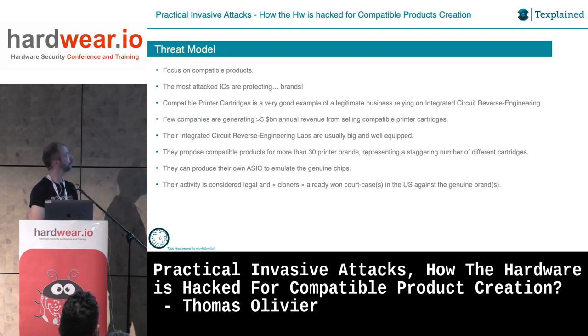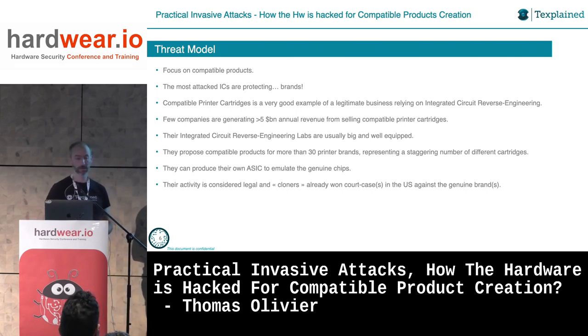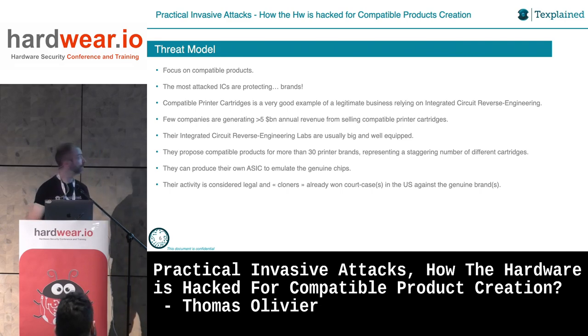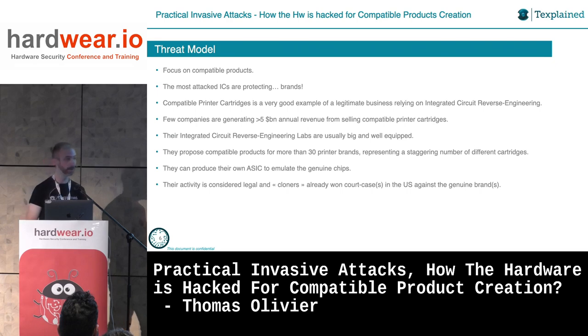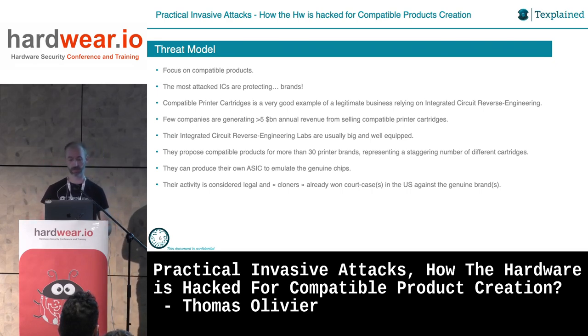Now let's see the threat model, right? So we focus on compatible products. They are protected brands, nothing else than, you know, being able to use the right printer and the right cartridges. And the cloners, they will basically copy this, you know, in a way. To give you an idea of the problem, the cloners make $5 billion a year, right? So that's pretty big, I would say, and I would even say that one company only is taking 90% of this share, right?